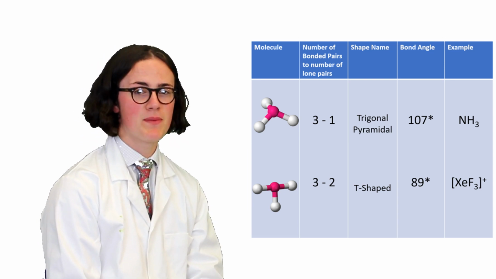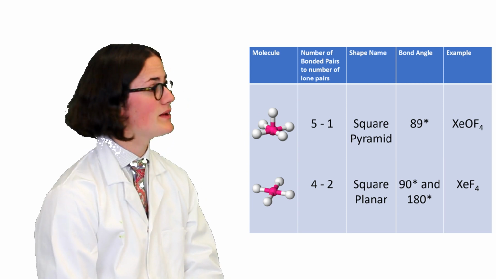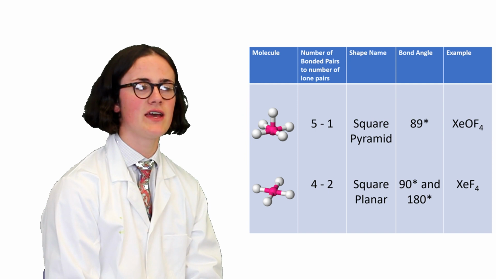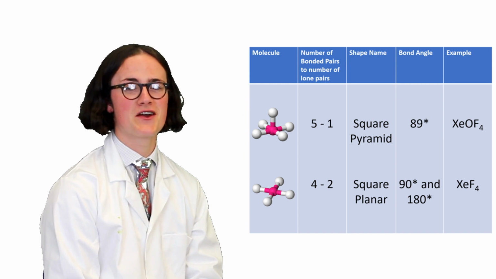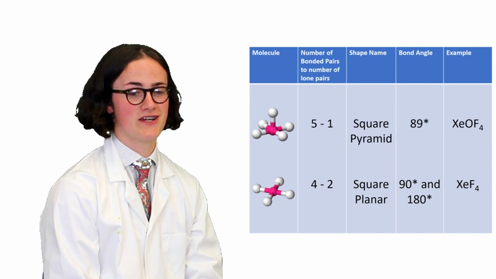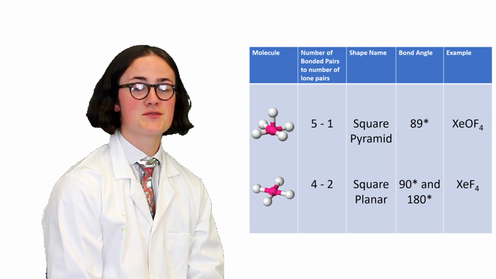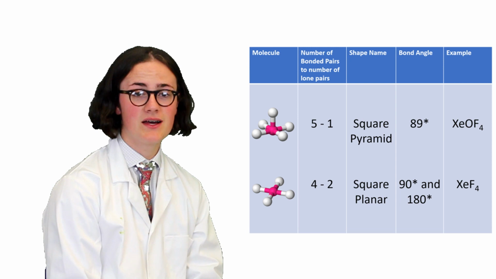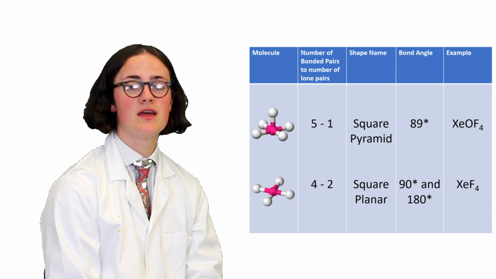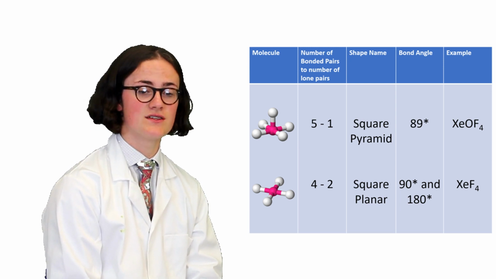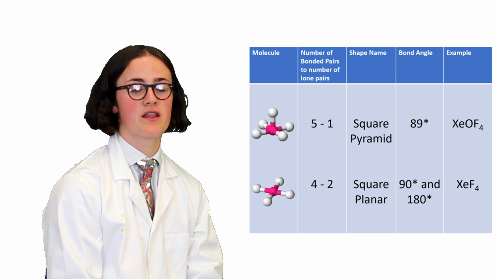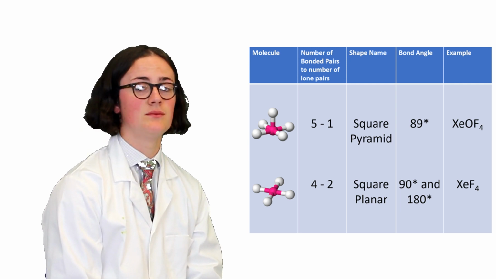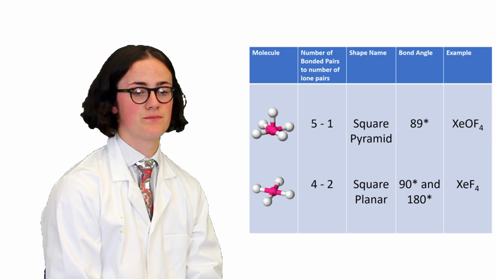Next we have the square pyramid molecule. This has 5 bonded pairs and 1 lone pair. There you can see it. It has a bond angle of 89 degrees, and a commonly occurring example is xenon oxyfluoride. Next we have 4 bonded pairs and 2 lone pairs. This is called a square planar. Again, it's not a particularly common molecule. It has a bond angle on the planar of 90 degrees, and between each side of the planar we have a bond angle of 180 degrees. A commonly occurring example is xenon tetrafluoride.